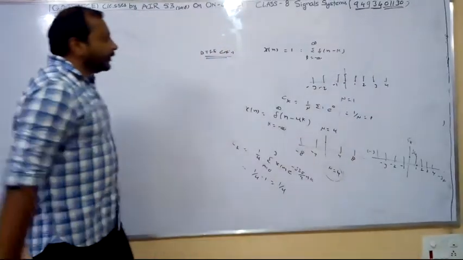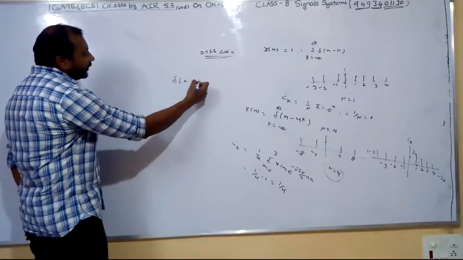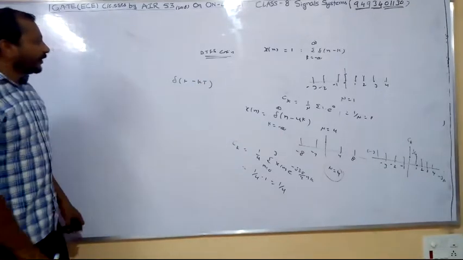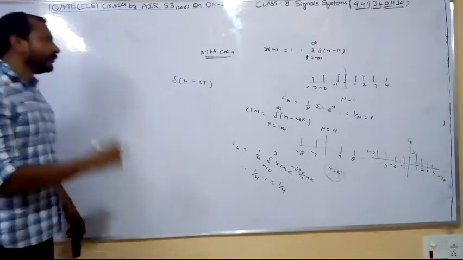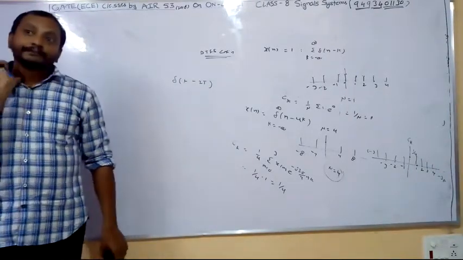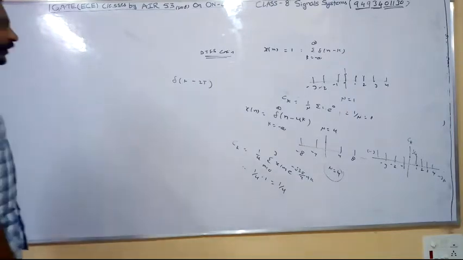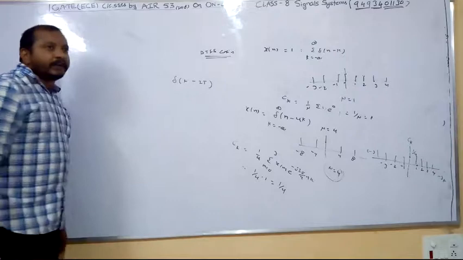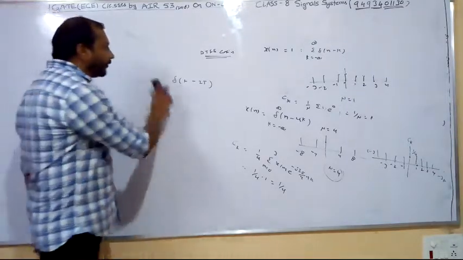1 2 3 4. In our continuous time also, del of t minus kt. Suppose del of t minus 2t, if you consider the corresponding value, what did you get? Here the period is equal to 2t. The corresponding value is equal to 1 by 2t for each and every value of n, for all values of n, not only some particular values.